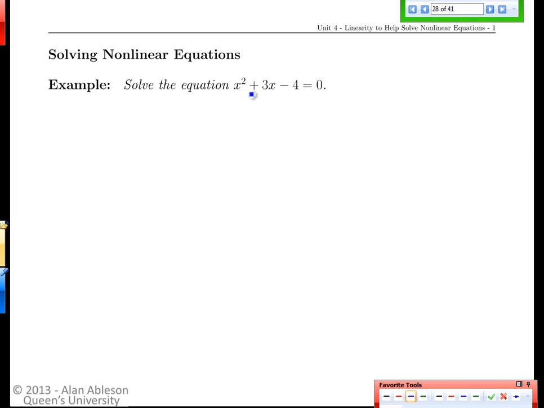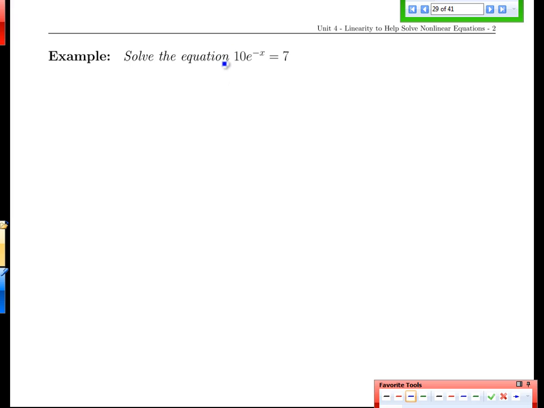For example, here's a quadratic equation, and I think most of us would be pretty comfortable recognizing that this is factorable. If we add a 4 and subtract a 1 here, we would get 4x minus x, or 3x, and so we could solve that pretty easily. x equals negative 4 and x equals 1. If either term is 0, the whole thing is 0. Okay, so that's pretty easy, if you know the skill.